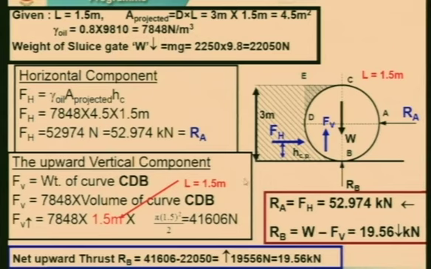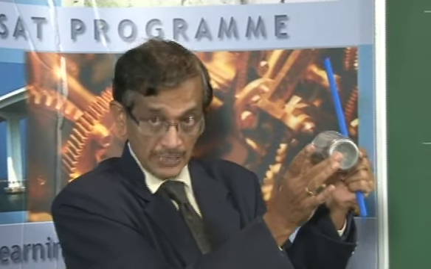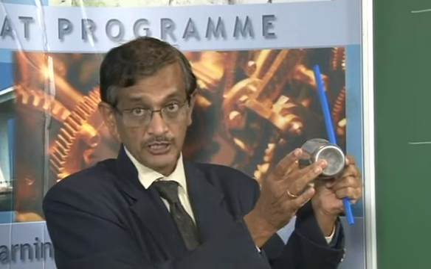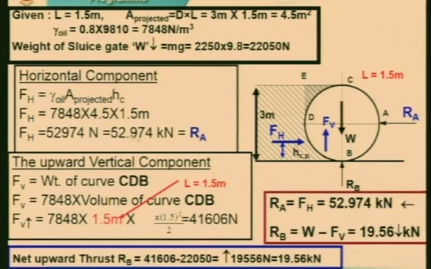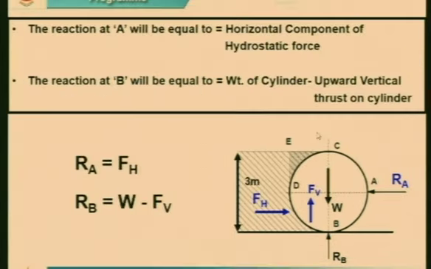In this question we have understood how to calculate the projected area, which is going to be an equivalent rectangle into the length, whatever we are giving, 1.5 meter in this case, and calculate the hydrostatic force by the formula gamma oil into A projected into HC, 7848 into 4.5 into 1.5. Is it okay? And vertical will be the weight of the CDB. So W minus FV we can calculate and get the answer. Is it okay? Hopefully you understood.